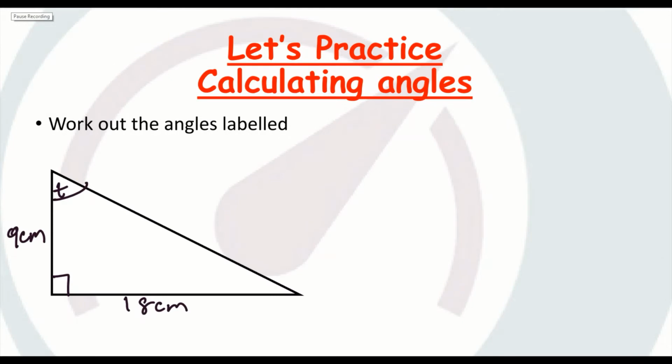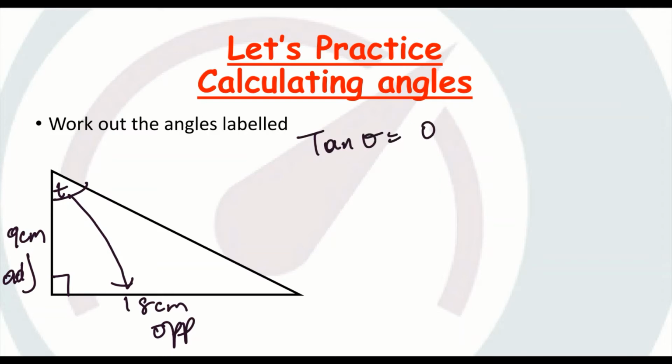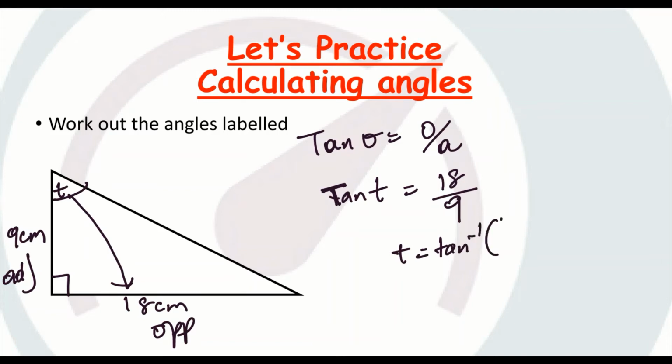Our final example in this video: what sides do we have now? We have our opposite side from the angle T, and we have our adjacent side. Now, what ratio matches adjacent and opposite? That would be our tan. So tan of the angle is equal to the opposite over the adjacent. Our angle here is called T, so tan T is equal to 18 over 9. And 18 over 9 is equal to 2. So then T is equal to tan inverse 18 over 9.